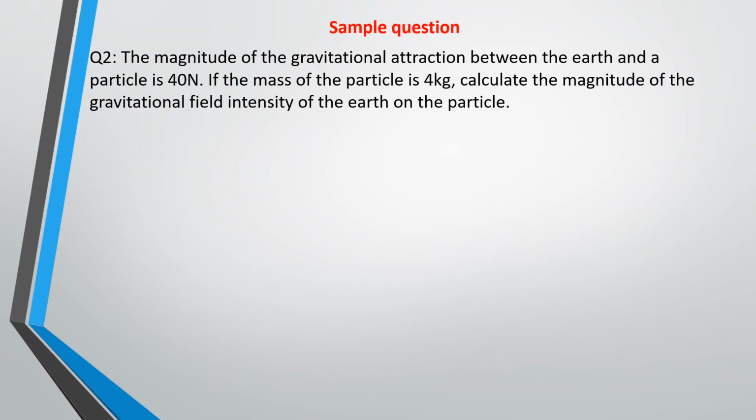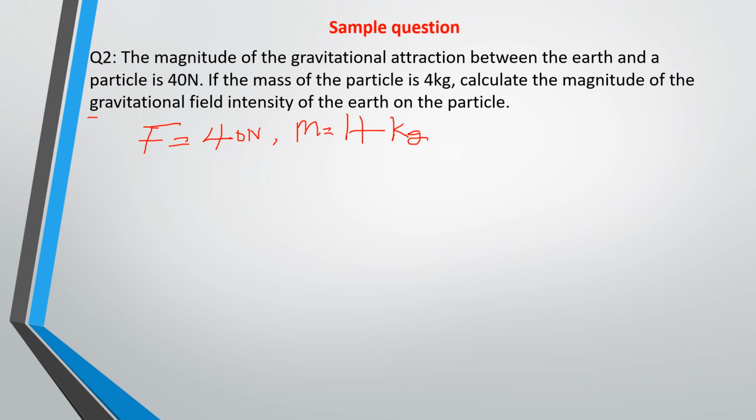So this is question number 2. This one says that the magnitude of the gravitational attraction between the Earth and a particle is 40 Newton. So this magnitude is the force. So force is given to you to be 40 Newton. Then say the mass of the particle is 4 kg, so mass is equal to 4 kg. Calculate the magnitude of the gravitational field intensity of the Earth on the particle.